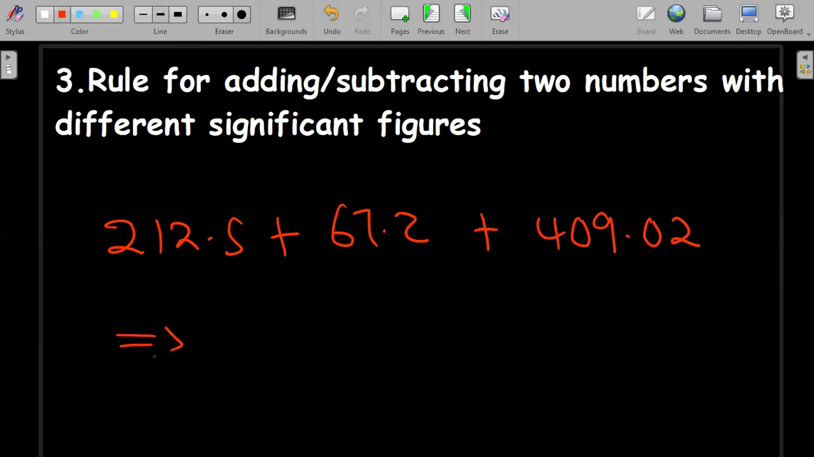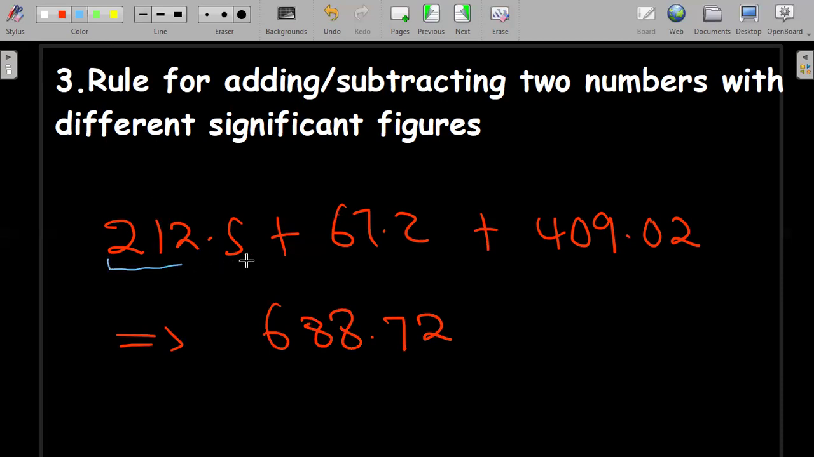Okay, so we want to add these numbers. Whenever we add these numbers, the final answer should have the same number of decimal places as the number that had the least number of decimal places. So you just get these numbers and punch them on your calculator. It's chemistry, we don't have to suffer. So 212.5 plus 67.2 and then plus 409.02. When I add that on my calculator, it's giving me 688.72.